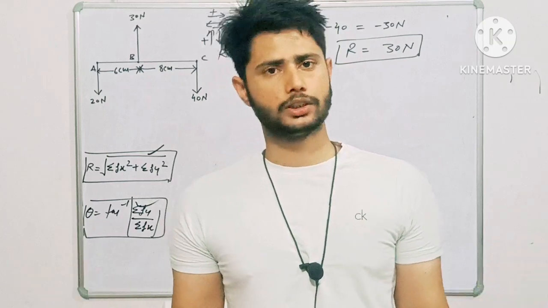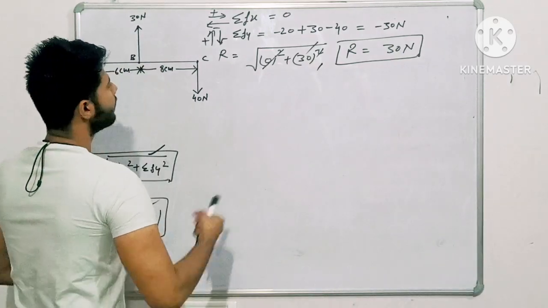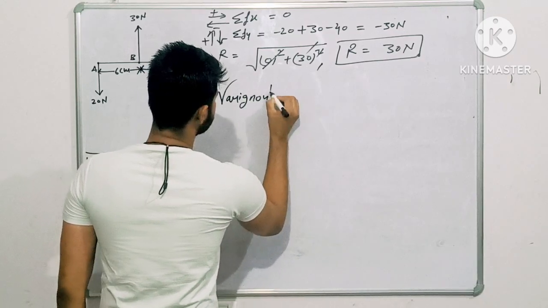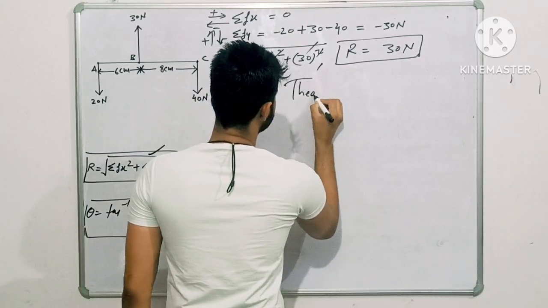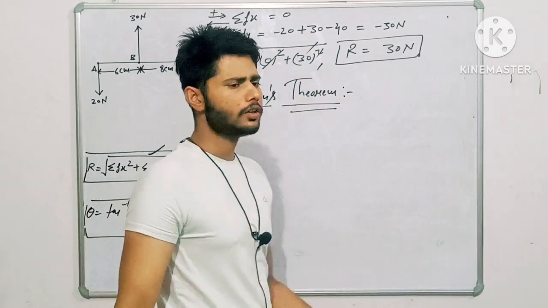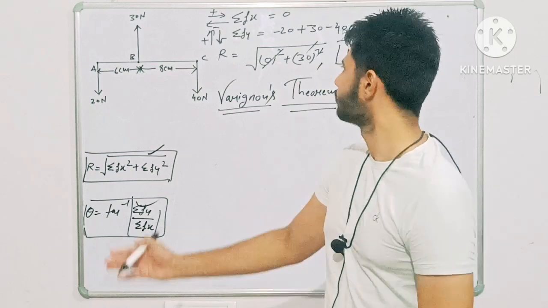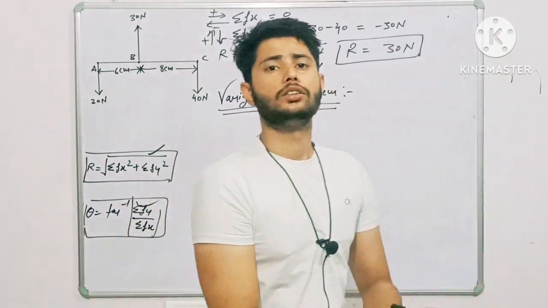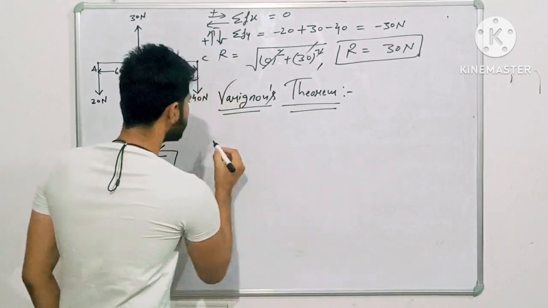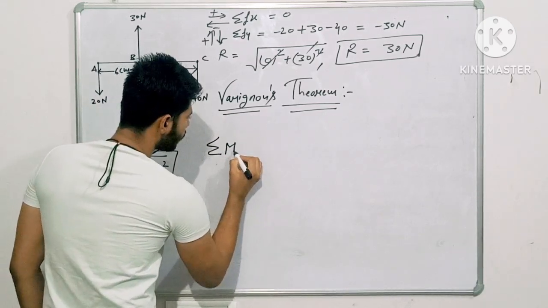We have to find out the position now, and for position we have to apply Varignon's theorem. I am applying Varignon's theorem here. Watch carefully. What is Varignon's theorem? If many coplanar forces or a number of forces are acting on a body, because here 3 forces are acting on a body, then the algebraic sum of the moments of all the forces, this is the symbol of the algebraic sum of moments of all the forces.